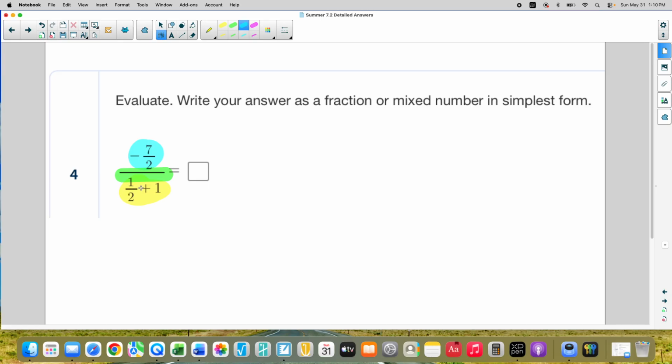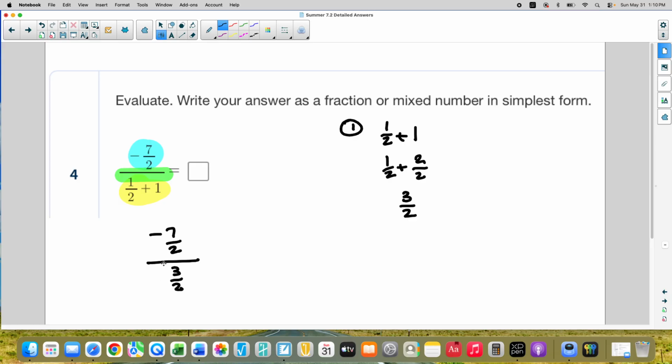So I got to do this first. I got to add 1/2 plus 1. So the first step is adding 1/2 plus 1. I'm going to turn 1 into halves. 2 halves gives me 1, so that's going to be 3 halves. So this fraction now becomes negative 7 halves divided by 3 halves.